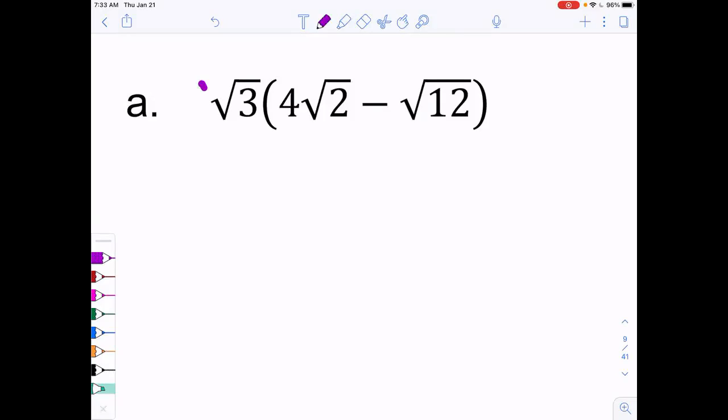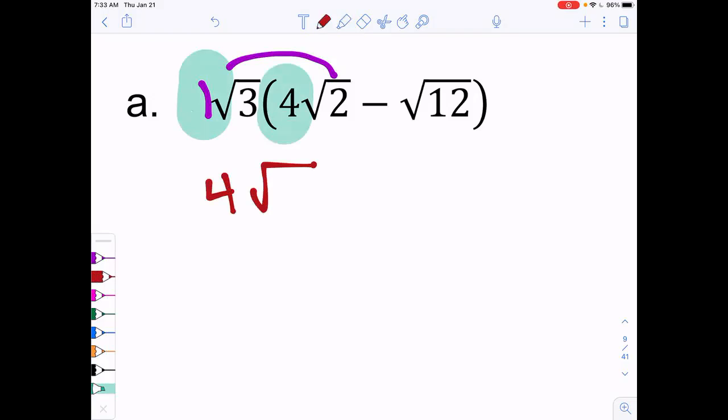The number out front is the coefficient. The coefficients get multiplied together and the radicands get multiplied together. So essentially, if it's outside, you multiply them. If it's underneath, you multiply them. And this is just distributing. So we're going to look at the 1 times 4, and we know that's just 4. It still stays as a radical. It still stays as a square root. And then 3 times 2 is 6. So now this is 4 root 6.